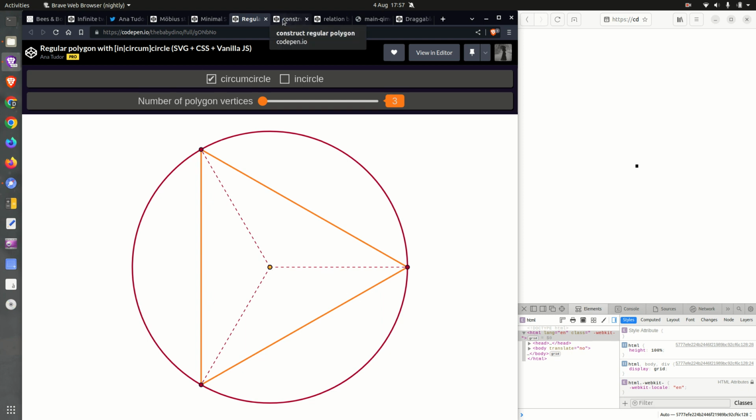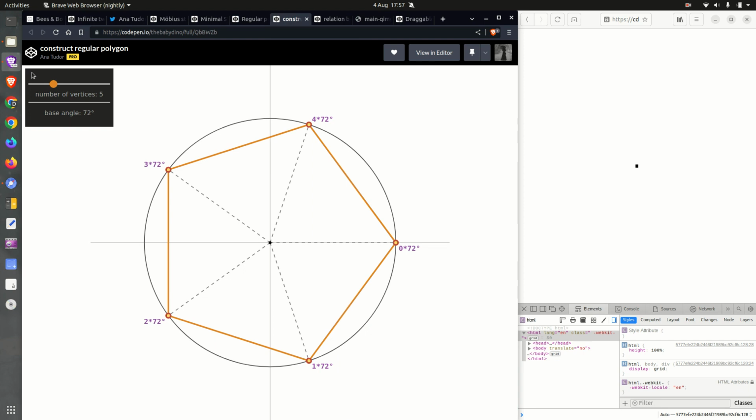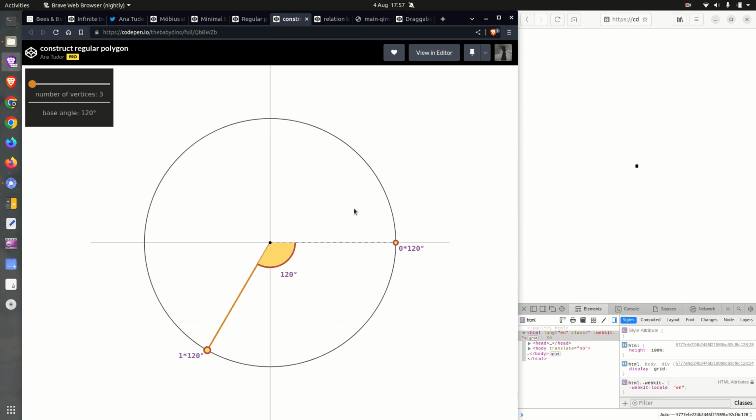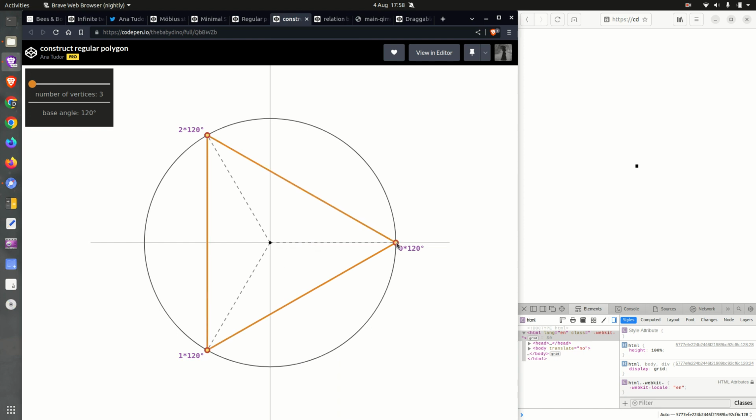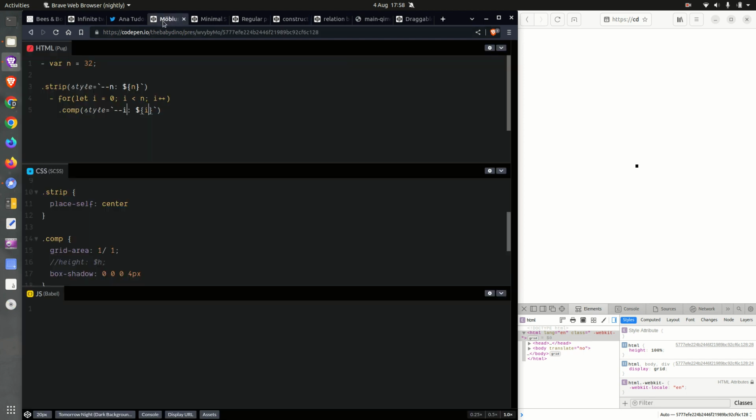Okay, now let's see how we distribute those points on a circle, and let's see it for a triangle. So we distribute them at 0 times 120 degrees. So the vertex of index 0, we put it at 0 times 120 degrees, the base angle. The vertex with index 1, we put it at 1 times 120 degrees, right? 120 degrees being the base angle. And the vertex index 2, we put it at 2 times 120 degrees. Basically, every vertex is at its index times the base angle. So let's put that into code.